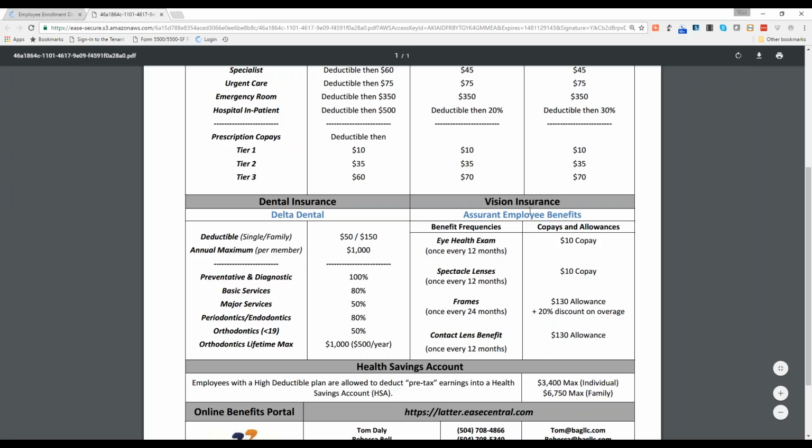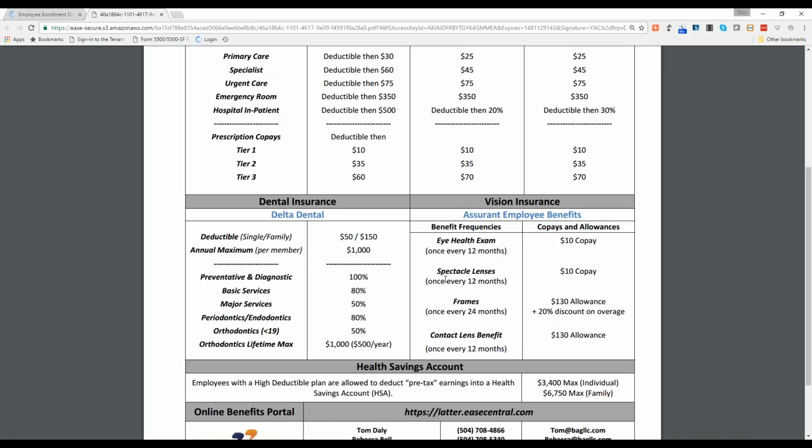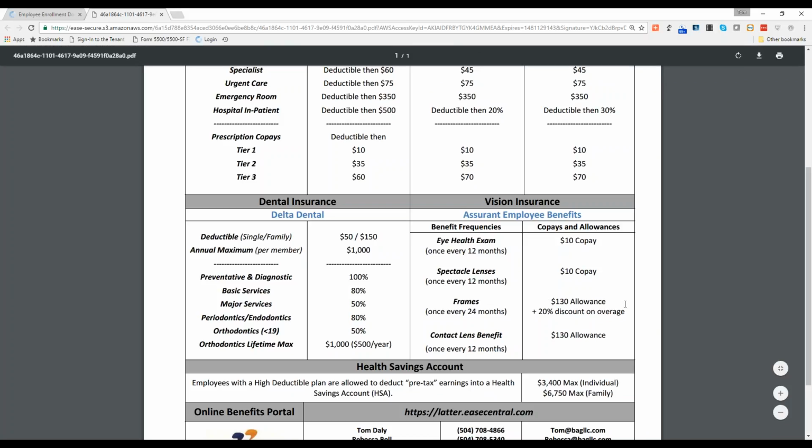You also have a vision insurance plan that allows you to pay a $10 copay for your eye exam once every 12 months. You could pay a separate $10 copay for either frames or lenses or contact lenses. You can get lenses every 12 months and frames every 24 months, with a $130 allowance and a 20% discount on anything over that allowance. Or you could choose to pick contact lenses and have a $130 allowance for that.